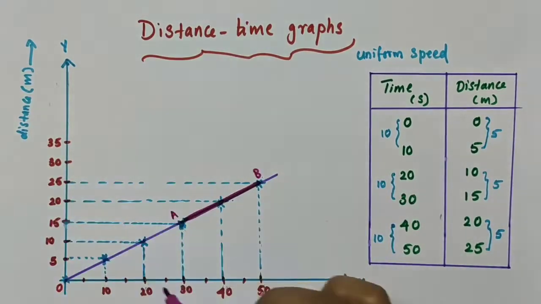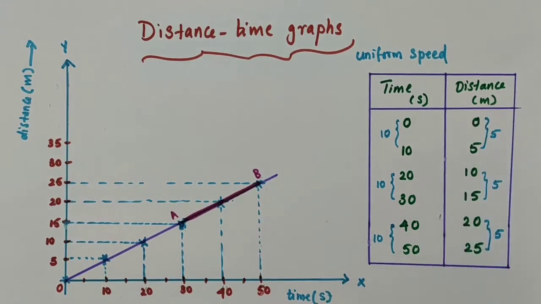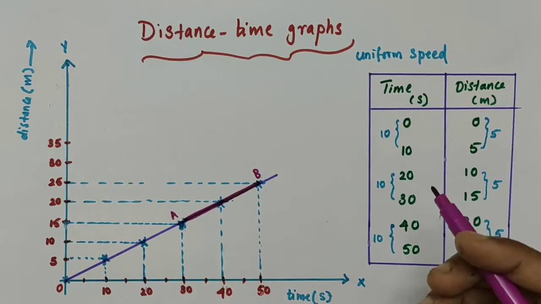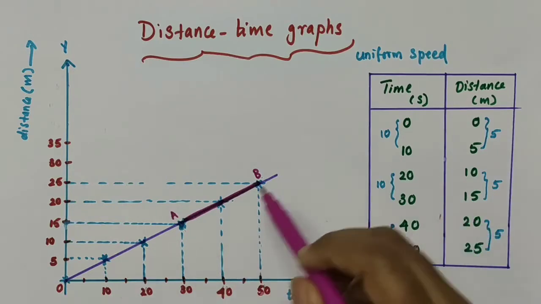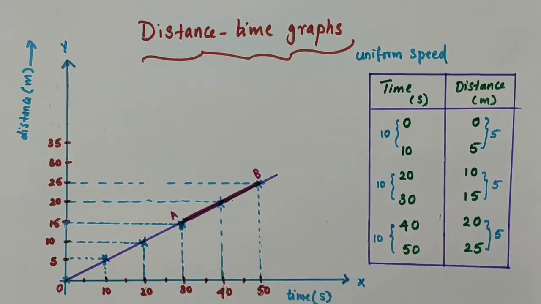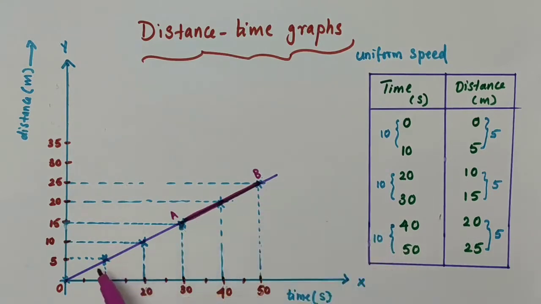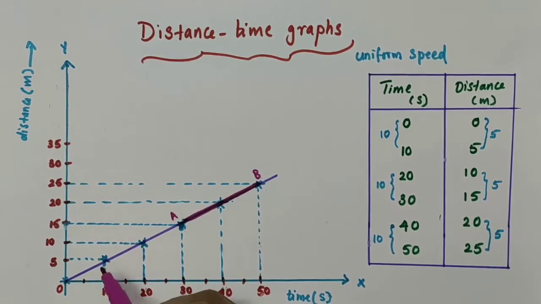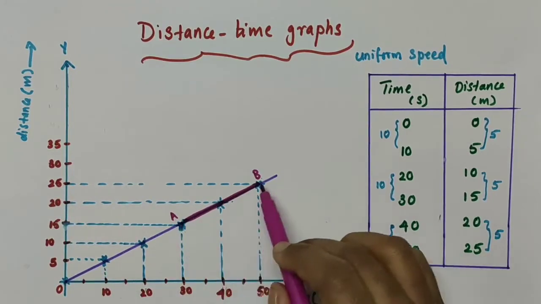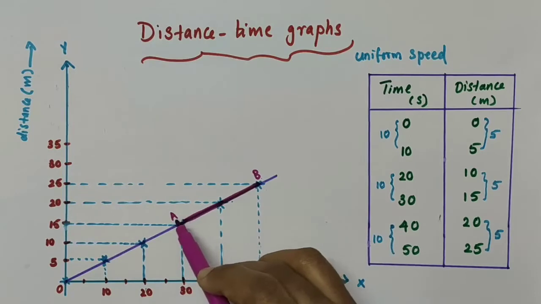By using the distance time graph, we can determine the speed of this object, because speed is not given here. To do this, we want to consider a small part of the graph. You can consider this small part or this small part. It is your choice. I have just considered a small part of the graph here and named it AB.